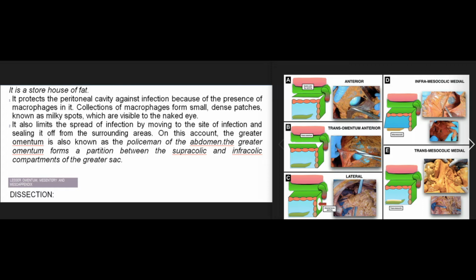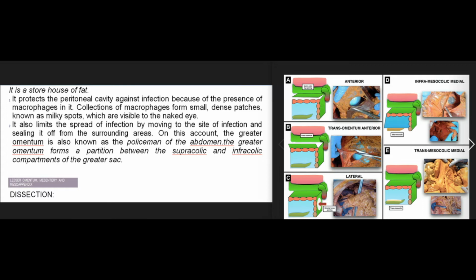Collections of macrophages form small, dense patches, known as milky spots, which are visible to the naked eye. 3. It also limits the spread of infection by moving to the site of infection and sealing it off from the surrounding areas. On this account, the greater omentum is also known as the policeman of the abdomen. The greater omentum forms a partition between the supracolic and infracolic compartments of the greater sac.